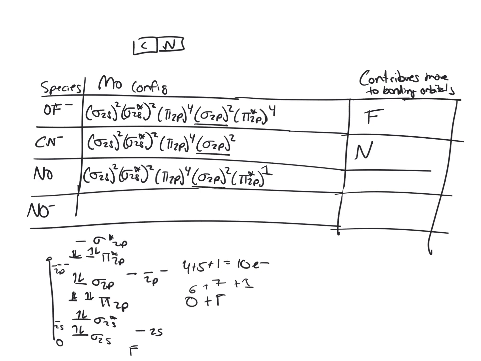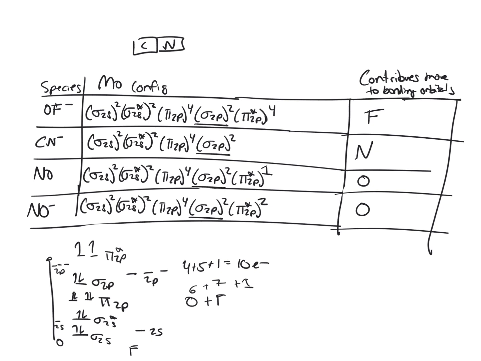NO and NO minus is the next part. So again, oxygen is more electronegative, that will contribute more to the bonding orbitals. NO minus here has 1 extra electron compared to NO, so that will have an electron configuration of sigma 2s2, sigma star 2s2, pi 2p4, sigma 2p2, sigma 2p star 2, as shown here, 1 extra electron in the antibonding orbital.